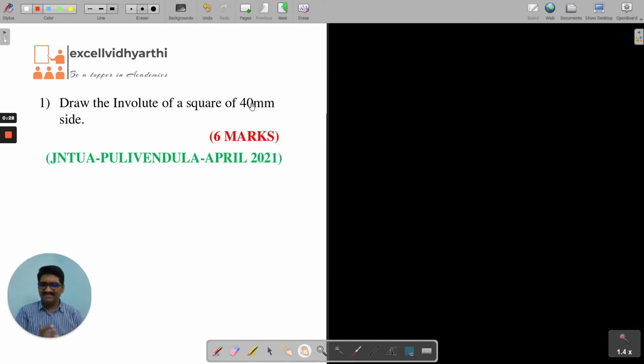Point number 1. What is the meaning of involute? Involute is the curve traced by a point, where the point is the end of the thread that is wound on the circumference of the body. Let us take a thread, and wound it on the square.